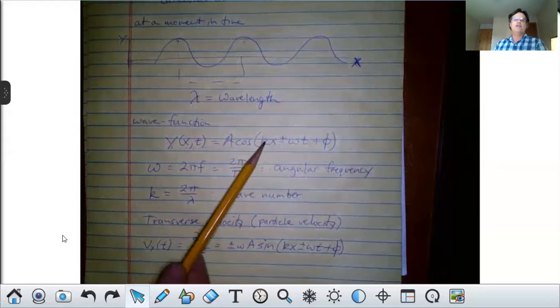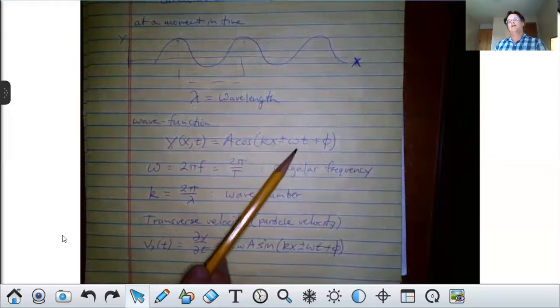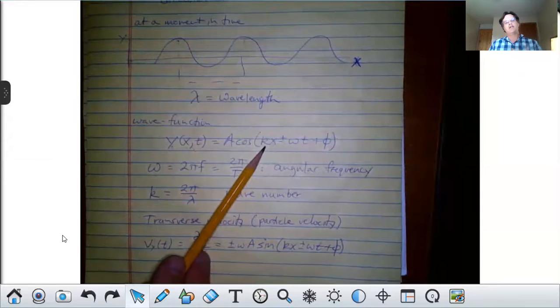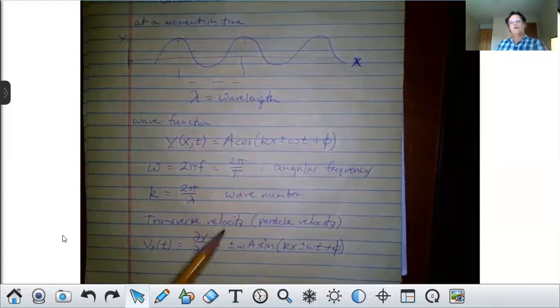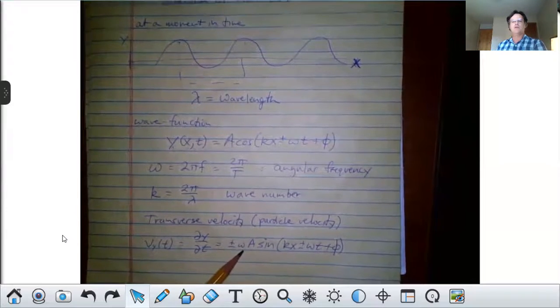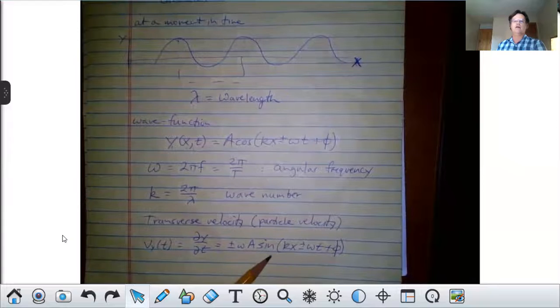I'm holding x fixed and taking only the derivative with respect to t. Now, we could also take the partial derivative with respect to x, and that may have some significance that we can talk about later on. But when I take this partial derivative with respect to t, I pull out an omega, very similar to the velocity of a mass on a spring. I get omega A sine of kx plus or minus omega t plus phi.